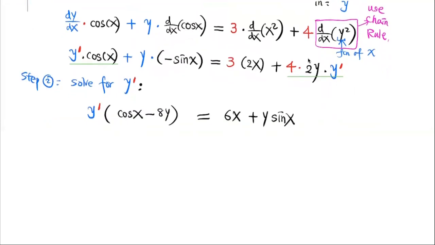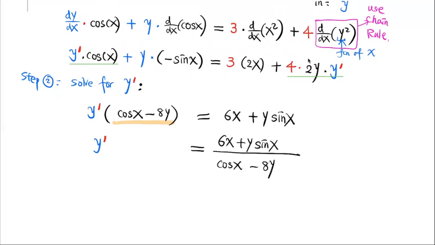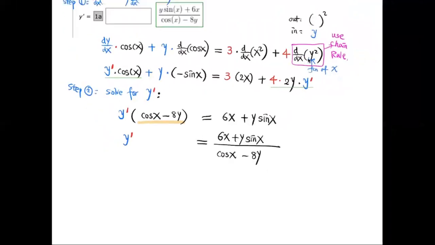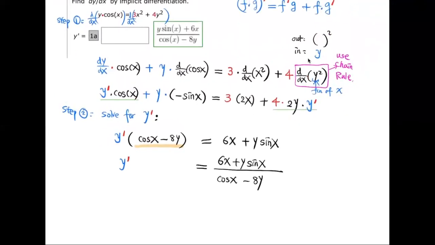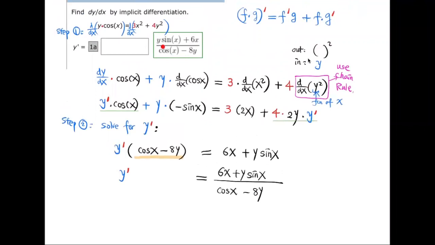Now to solve for y prime, all we have to do is divide both sides by this. So we'll have 6x plus y times sine x, divided by cosine x minus 8y. So that's y prime. And it checks: y times sine x plus 6x, divided by cosine x minus 8y. Yeah, it's the same answer here.